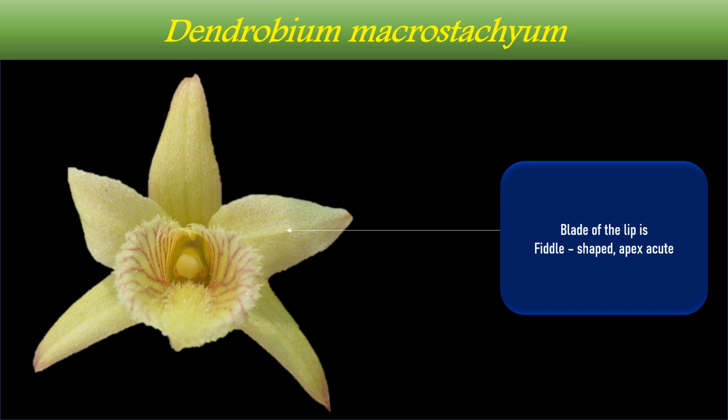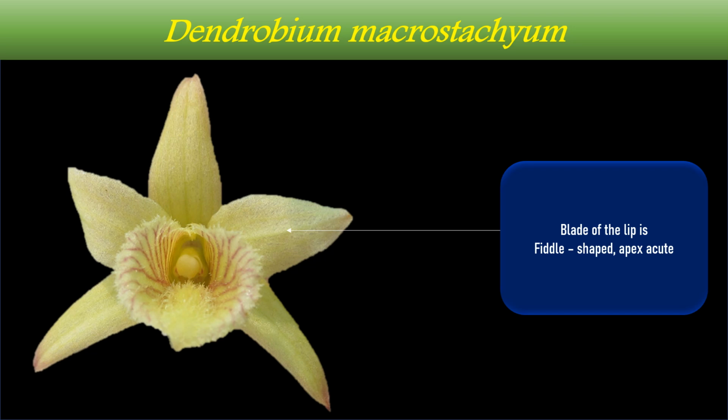Then comes to our Dendrobium macrostachium. It is an epiphytic orchid, and you can see here the blade of the lip is fiddle shape, apex acute. In the previous slide I showed Dendrobium aphyllum, and here is macrostachium. So what makes it differentiate from this? First, the color variation. Second, the shape of the flower. Then third, what makes it more prominent, it has a leaf there.